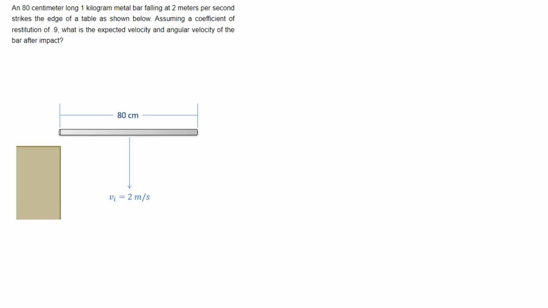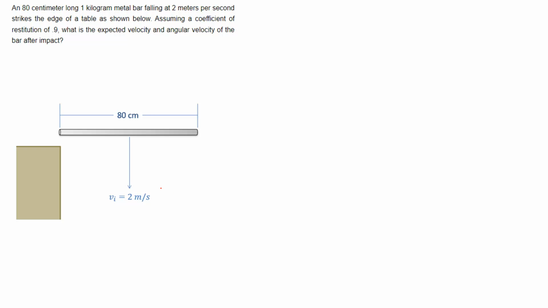Hello, for this worked example, we've got an 80 centimeter long, 1 kilogram metal bar falling at 2 meters per second, and it's going to strike the edge of the table as shown below. Assuming the coefficient of restitution is 0.9, what is the expected angular and regular velocity of the bar after impact?